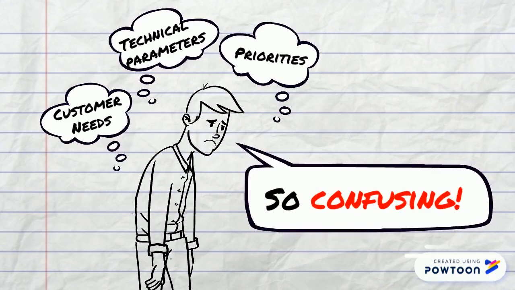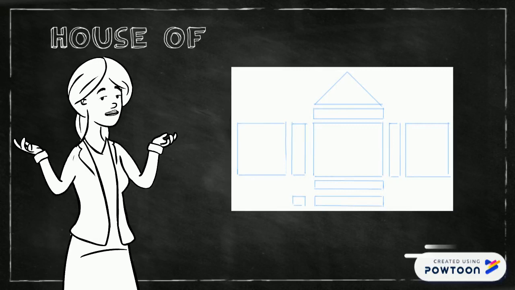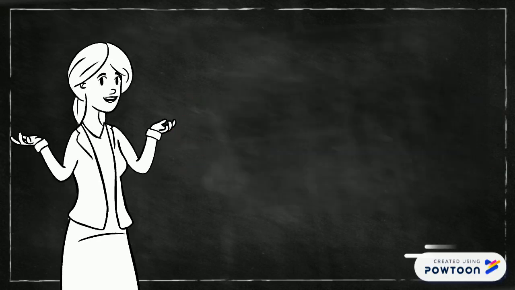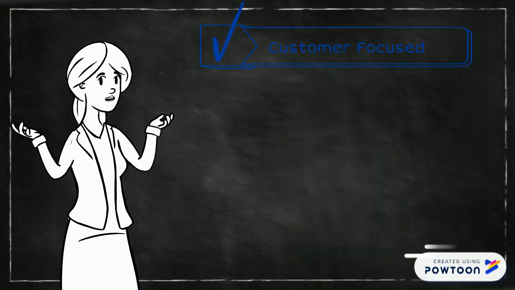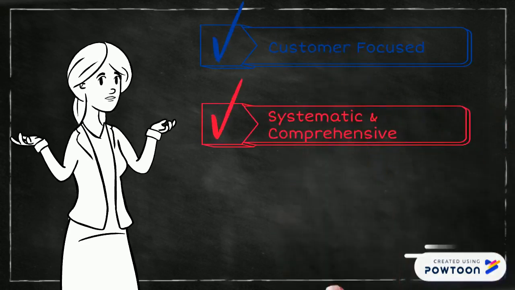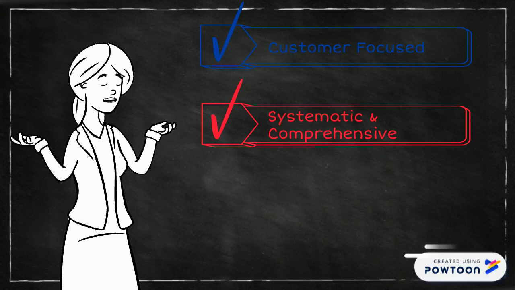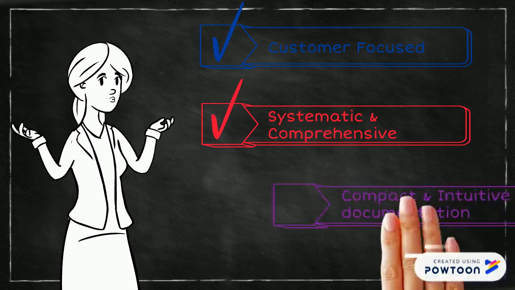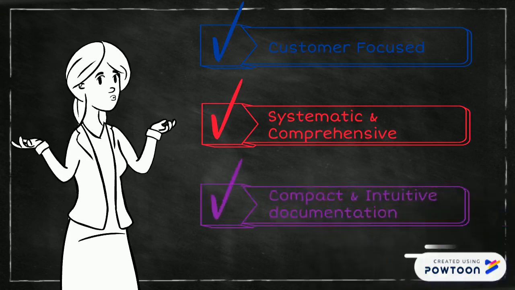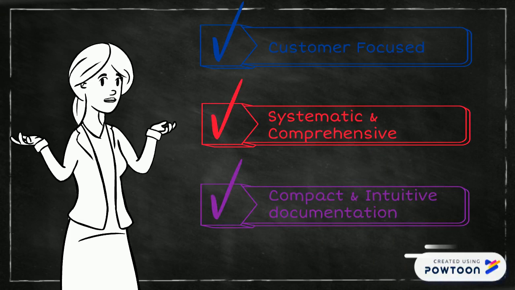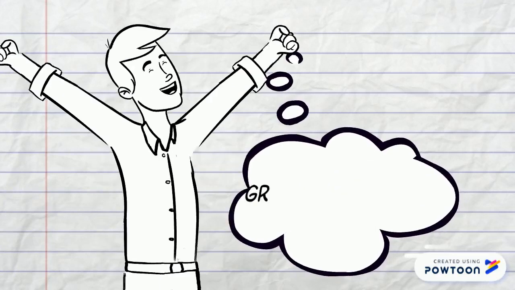The design process can get so confusing. The House of Quality is a tool that can help your team. It can guide you through a customer-focused design process. It can help you to be systematic and comprehensive. HOQ can also provide a compact and intuitive documentation platform so you and your team can always be on the same page and retrace your important design decisions. So let's have a tour.